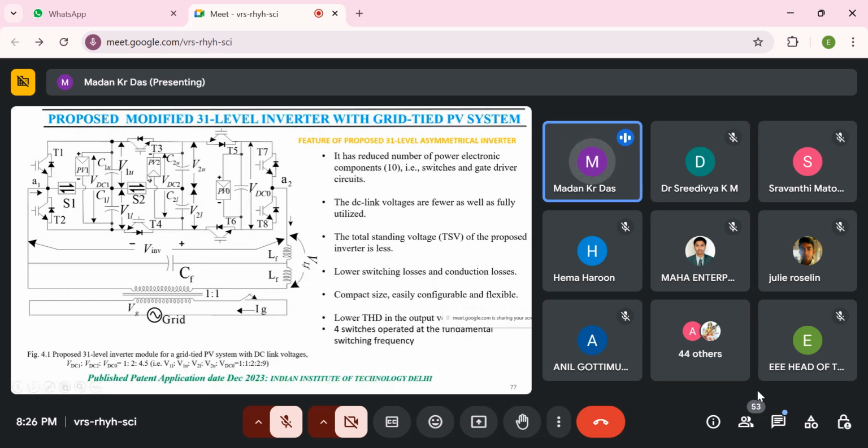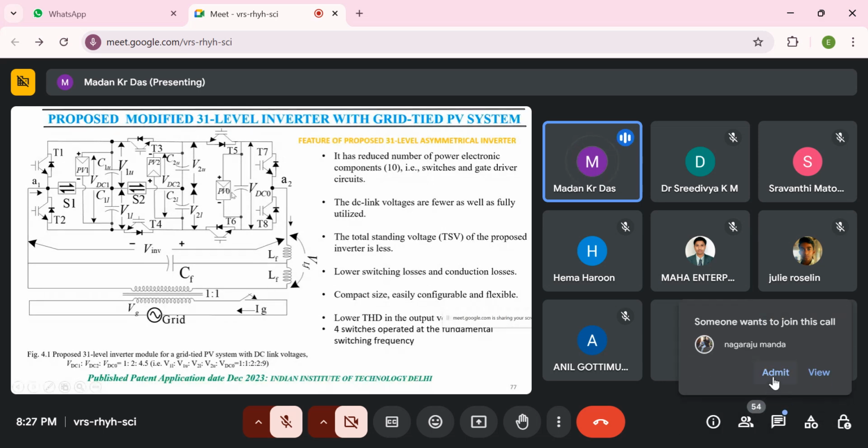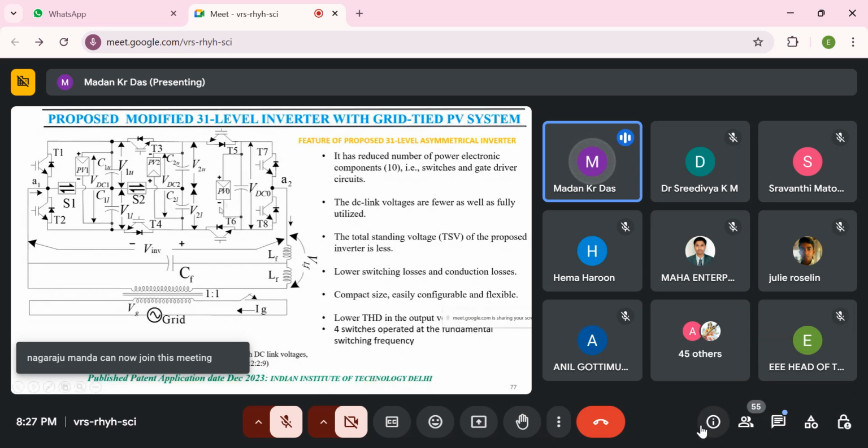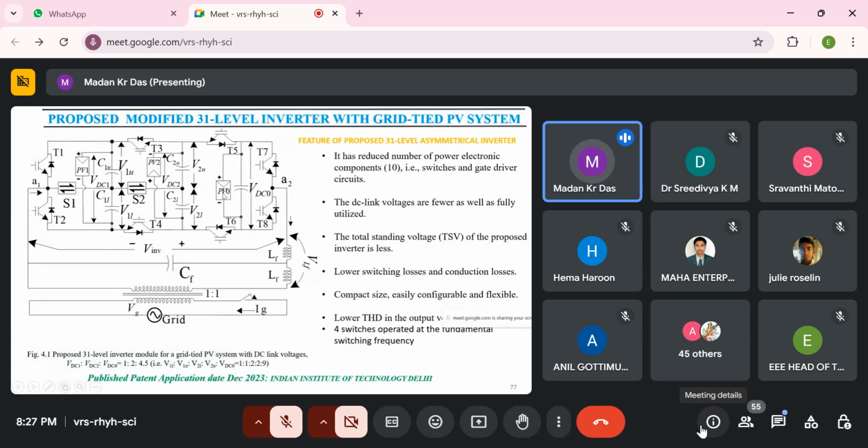So in this inverter, there are sources here. This is one source, PV1. This is PV2, and this is the capacitor we have connected to automatically balance the voltages, and here also a capacitor to automatically balance the voltage. So here one source, here another source, and PV0 is another source. So how many sources are used? Three sources: PV1, PV2, PV0. Their voltage ratio is 1:2:4.5, and the capacitor voltage ratio is 1:1, 2:2, and 9. So this type of inverter will connect to the grid-tied system.